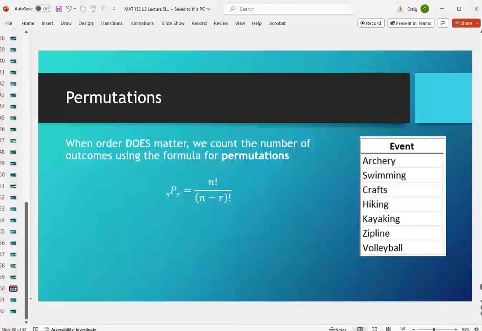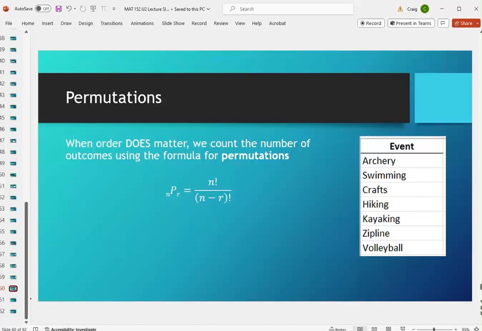Okay, and so we call those permutations. So we use a permutation formula for that. Permutations refers to the reordering of those terms, right? The reordering of the A, B, C, and D, B, A, C, D, A, B, D, C. It's all about reordering the different events that you choose.